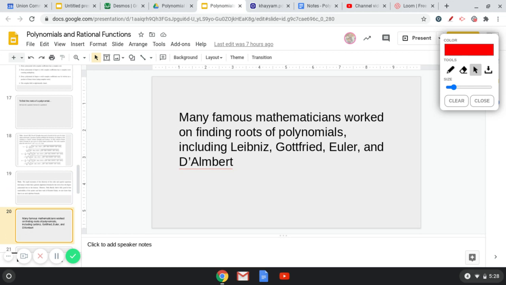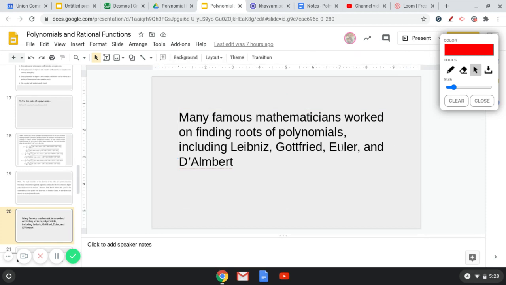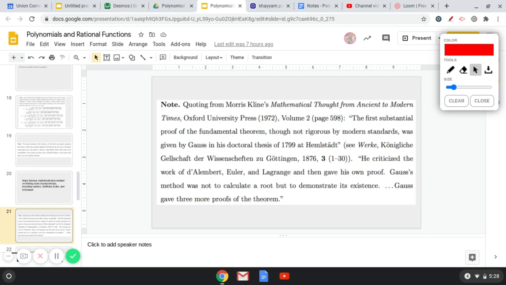Alright, so we've got lots of big names that worked on finding these roots of polynomials, including Leibniz, which is honestly our big European calc person. Calculus has really big roots for what we teach in Western Europe and in India. So Leibniz is a really big European guy. I believe he's French. We got Gottfried, we got Euler, and we got D'Alembert. These all worked on finding the roots of polynomials. This is just a battle of different people trying to find them. We got big names here.